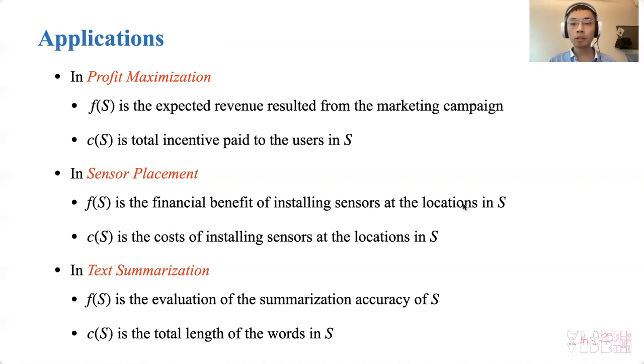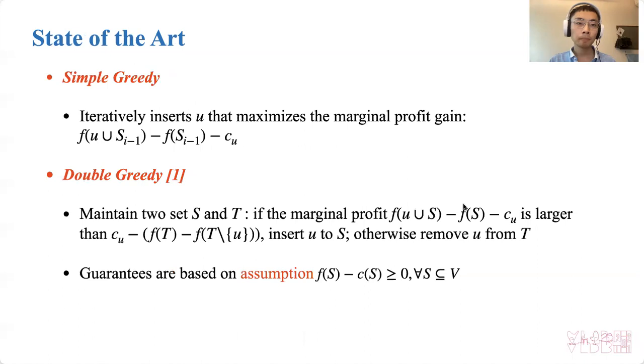In text summarization, we are to select a set S of words to summarize a given set of documents, based on a function f(S) that evaluates the summarization accuracy of S and a function c(S) that returns the total length of words in S. Assuming that f(S) and c(S) are properly normalized, we can select a set S that maximizes f(S) minus c(S) to strike a good trade-off between the accuracy and length of the summarization.